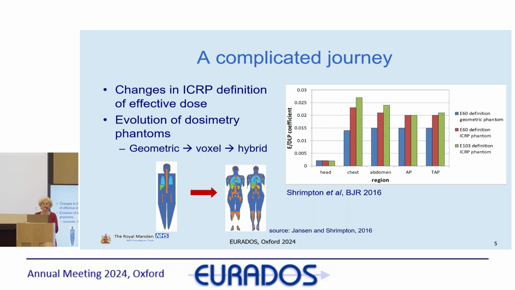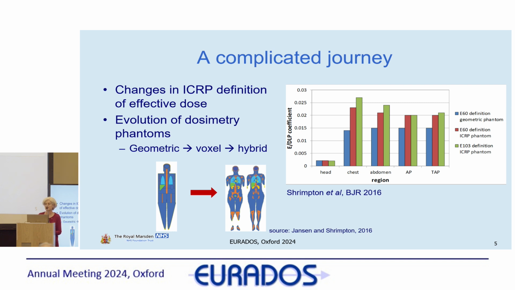Now, Nina's already referred to this, and this is that as we start on this complicated journey, at the same time, we have experienced changes in the ICRP definition of effective dose, and there has been an evolution of the dosimetric phantoms from geometric through voxel to hybrid. And the consequence has been that effective dose coefficients have changed.